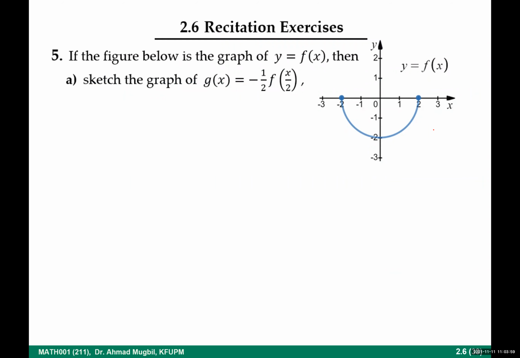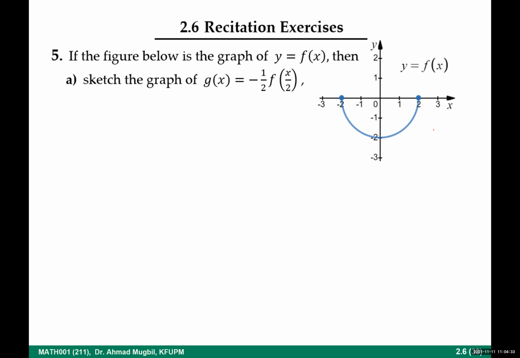In the figure below is the graph of the function f. What you need to do is to sketch the graph of the function g. What is the function g? It is negative a half of f of x over 2. Please, in your notebook, try to sketch the function g and explain how you obtain it. What is given for you is the graph of f. What does he want? He wants the graph of g.